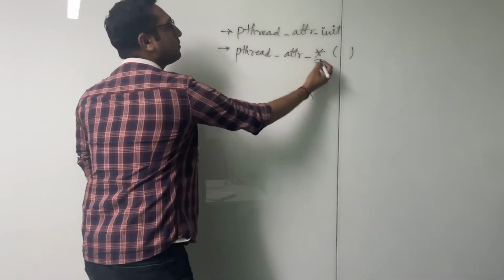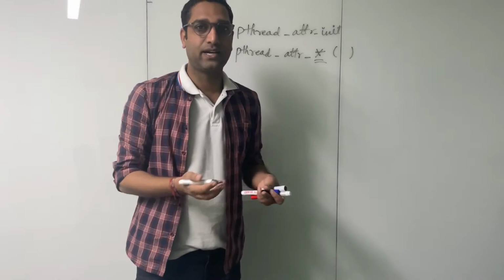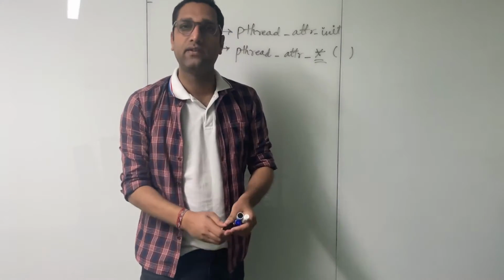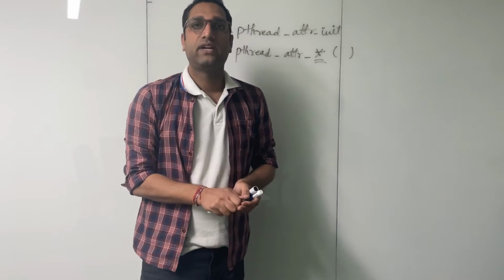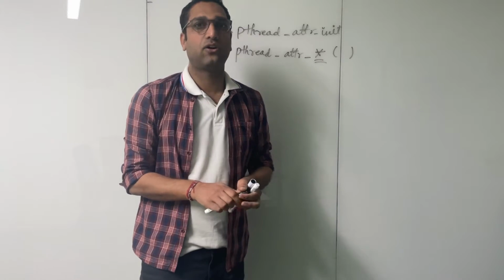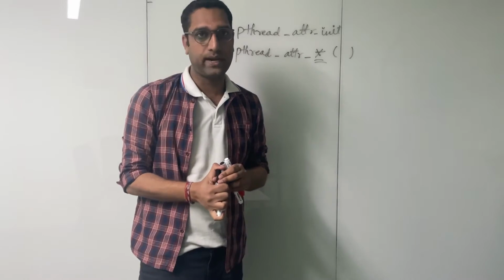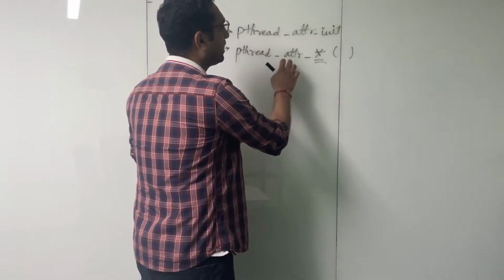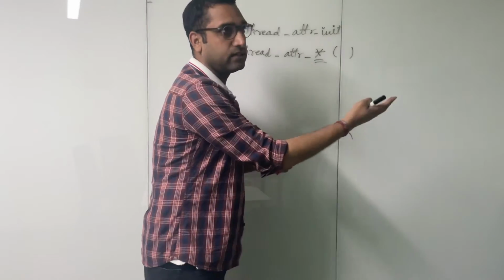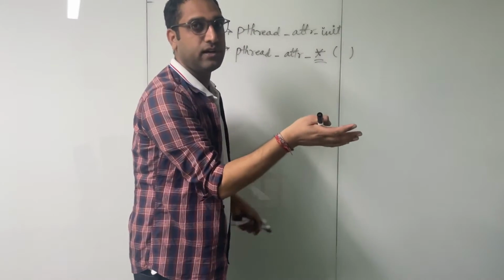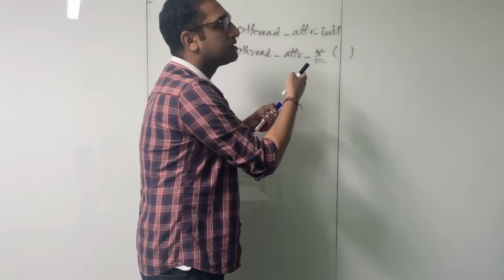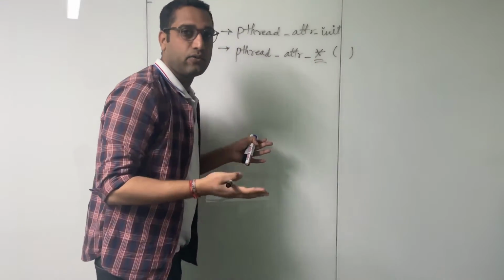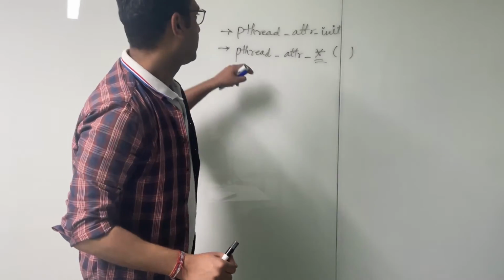So asterisk here represents that it could be many types. As I said, we can change scheduling policy, we can change scheduling priority, we can change stack size, we can change the detached or undetached nature of the thread. So for that, there would be multiple functions. One would be pthread_attr_sched-something, which is scheduling related, or pthread_attr_setdetachstate. So that would be setting the state of the thread, etc., etc.